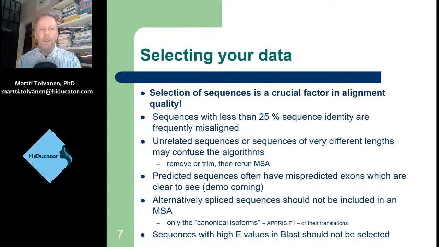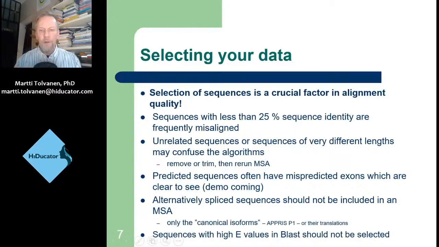But before going to the algorithm, maybe even more important than figuring out the parameters is your data. The selection of sequences is, in my opinion, the single most important step for getting a good quality alignment. If you have sequences which are outliers in the bunch, less than 25% sequence identity, the algorithms can't handle them correctly in every case. So you may get misalignments, and that's a problem.